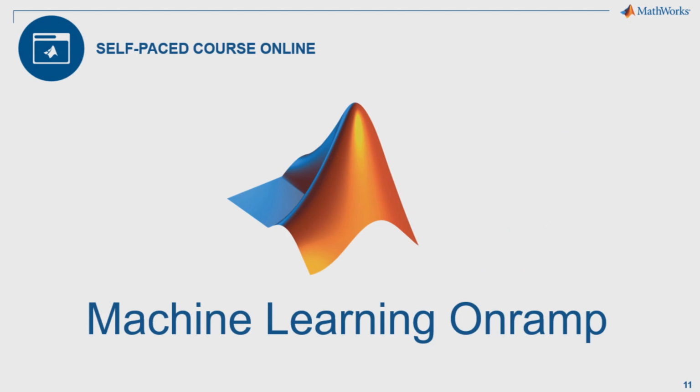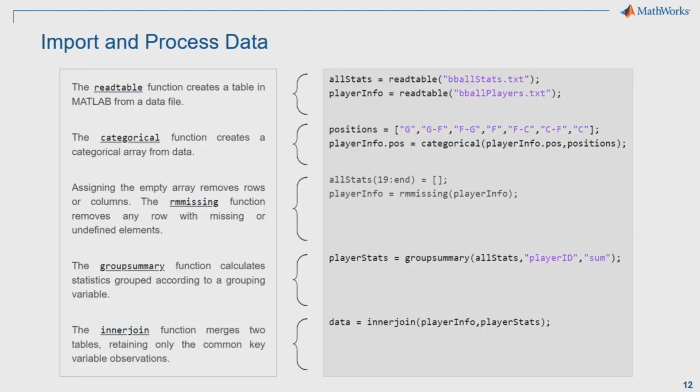So I just finished this part of the introduction by talking about the online self-paced course of machine learning on RAMP, which is for sure available for all of you. You can check these contents also on the official website of mathworks.com, and you can do this course. It takes about 2 hours and gives you a brief background of machine learning and how to deal with it using MATLAB.